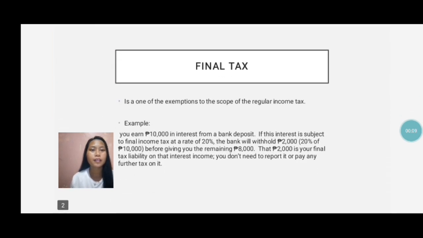My topic is final income taxation. Final tax is one of the exemptions to the scope of the regular income tax. Example, you earn 10,000 in interest from a bank deposit. If this interest is subject to final income tax at a rate of 20%, the bank will withhold 2,000, 20% of 10,000, before giving the remaining 8,000. The 2,000 is your final tax liability on that interest income. You don't need to report it or pay any further tax on it.